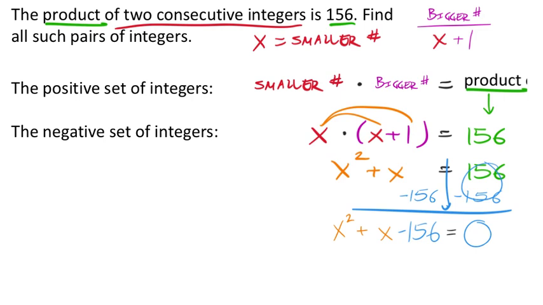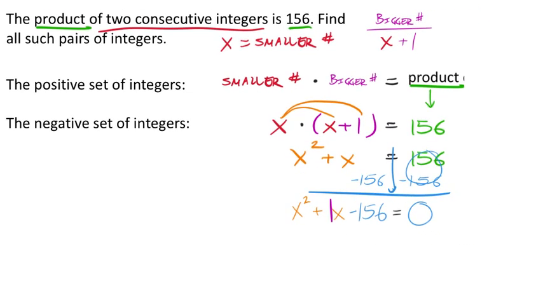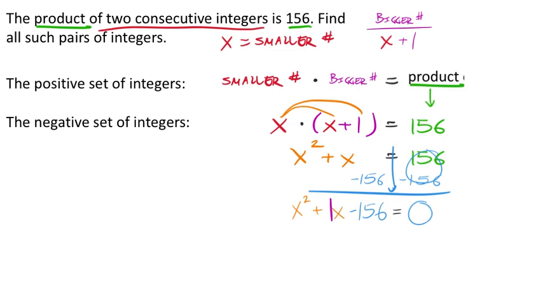Our leading coefficient is a phantom 1, and that just means that I need to find two factors of 156 that are going to add up to this middle coefficient of a phantom 1 right there. So we'll look at factors of 156. Now, I don't know that I've done a great job of this before, but I just want to set decent expectations here, all right?